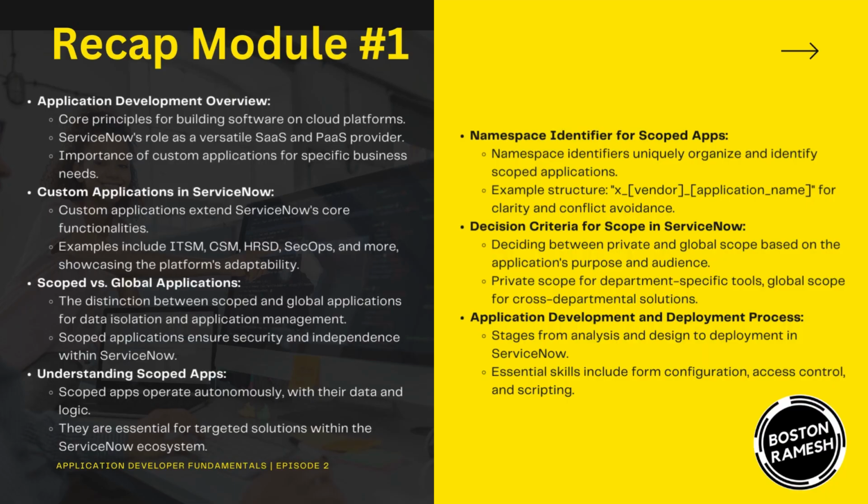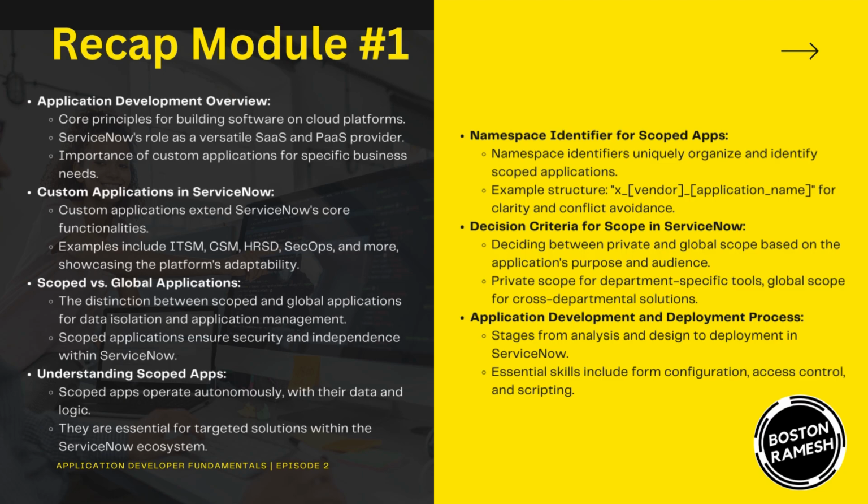All right, so we have come to the end of this episode number two. I'm going to recap the module one, what I have learned. I'm not going to read through all the bullet points, but I want to quickly touch upon what I have covered in this video. Application development overview. Then we have looked into custom applications, why and how we build the custom applications, and what is the difference between the scope application versus global application. And then we understood what is a scoped app and why we need to have a scoped app. And then how do you identify the scoped app, the namespace identifier that we learned about.